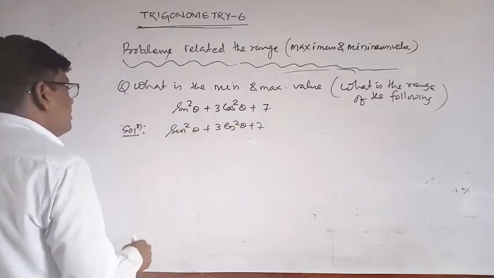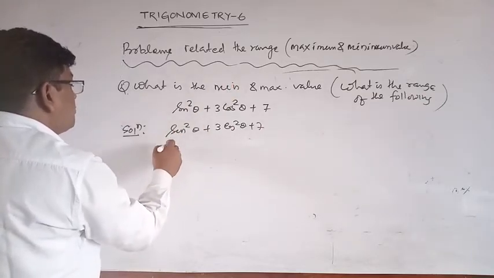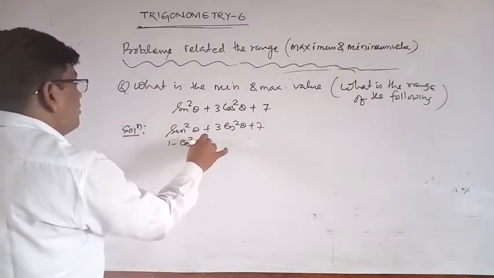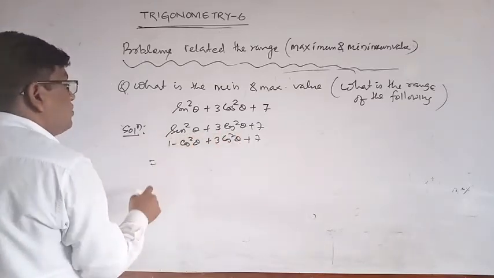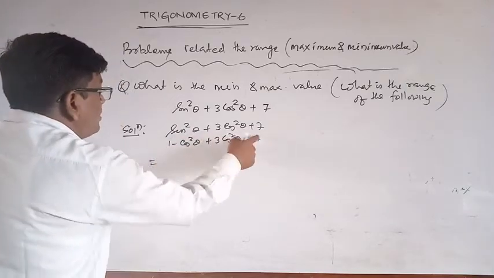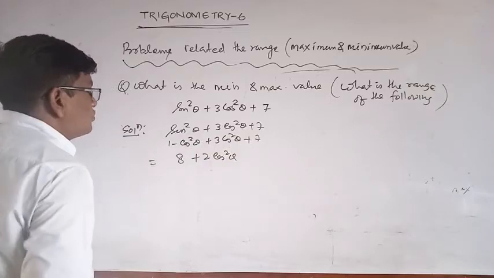That implies we can get here, sin square theta means what? 1 minus cos square theta plus 3 cos square theta plus 7. That is equal to what? 1 plus 7, that is 8, plus 2 cos square theta. 8 plus 2 cos square theta.